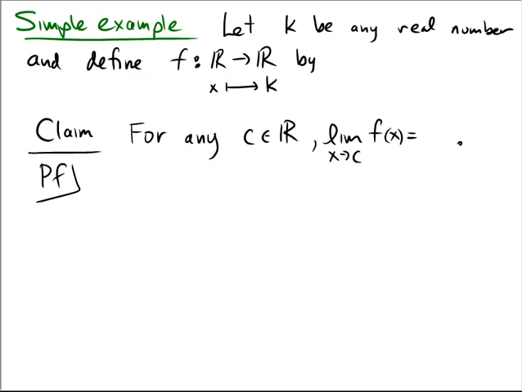Let k be any real number in the world and define f from R to R, so on the whole domain of real numbers, to be defined by x goes to k. So in other words, this is what we often call a constant function, right? Constant function k. Okay. Now, for any c in R, my claim is that the limit as x approaches c of f of x is always going to be equal to what, of course? Well, the function's outputs are always equal to k, so this limit should be k.